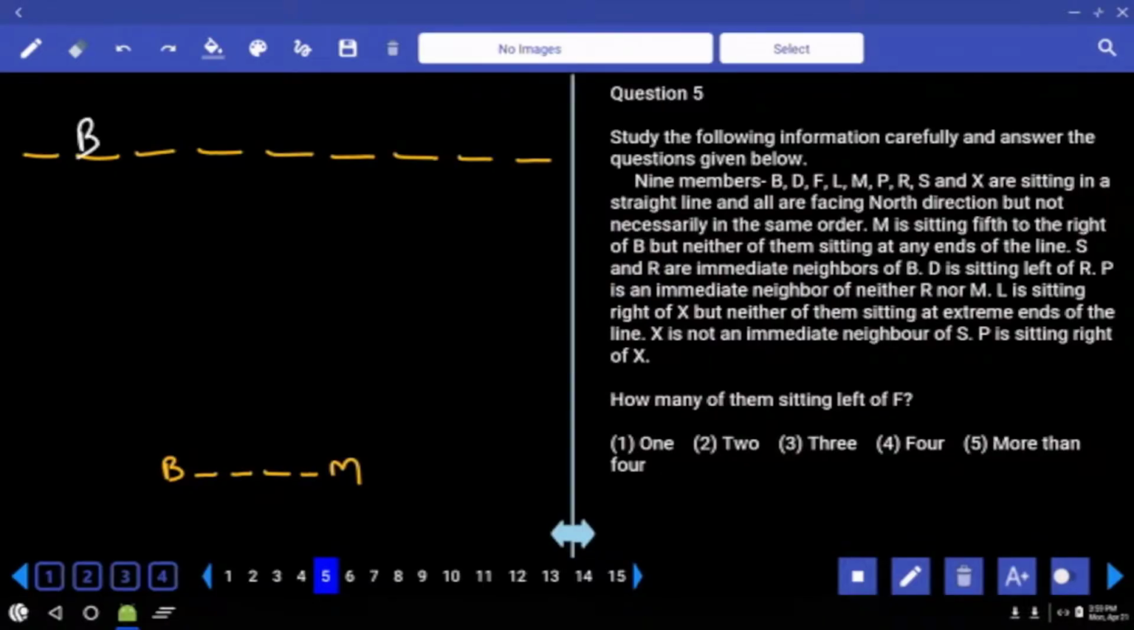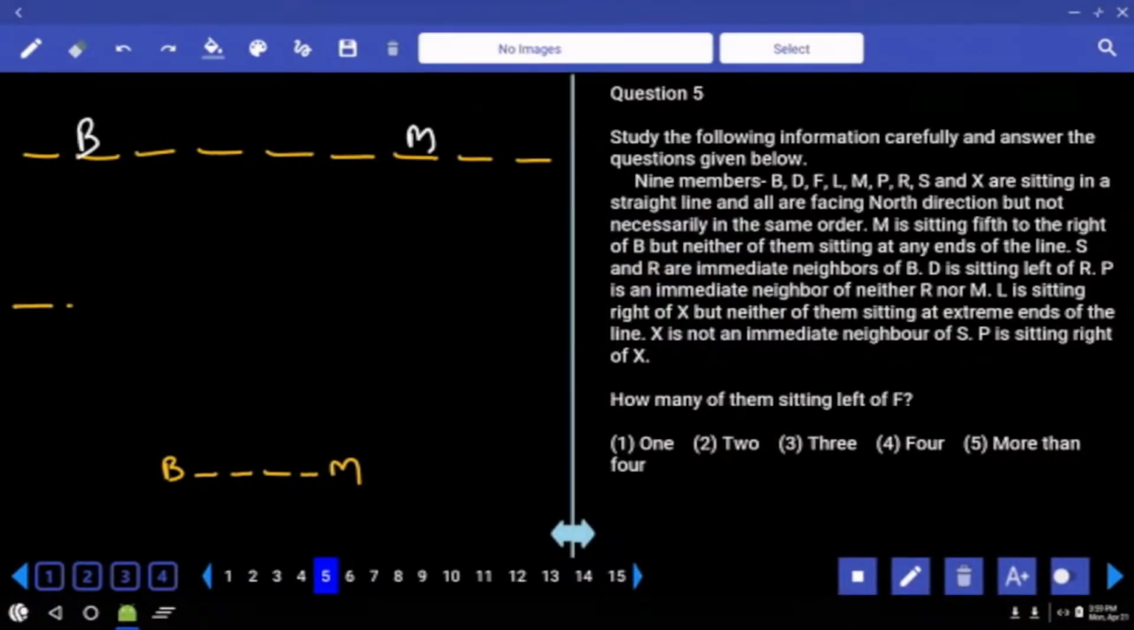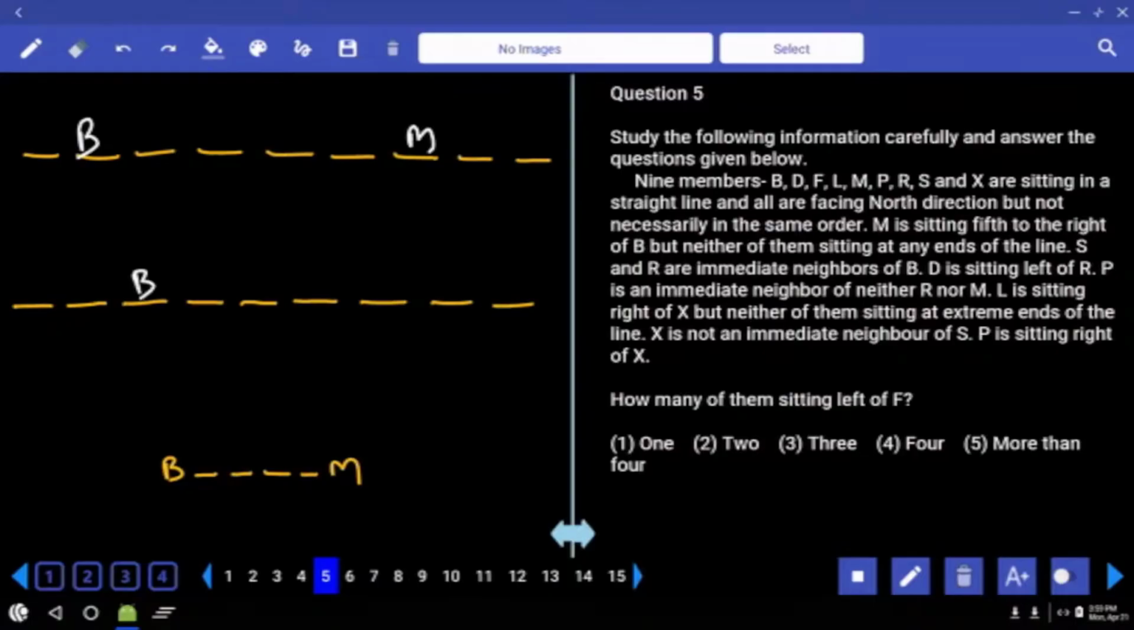Then 1, 2, 3, 4. M will be here. That is the first possibility. Then what is the second possibility we have? 1, 2, 3, 4, 5, 6, 7, 8, 9. Now in this case, B is here. M will be here. Broadly we have how many possibilities? Only 2 possibilities.